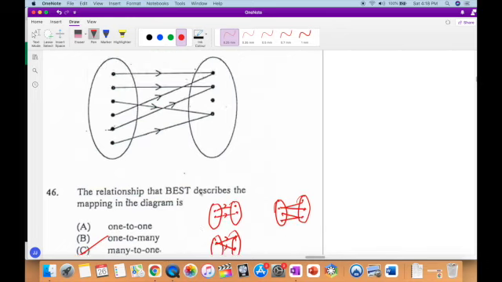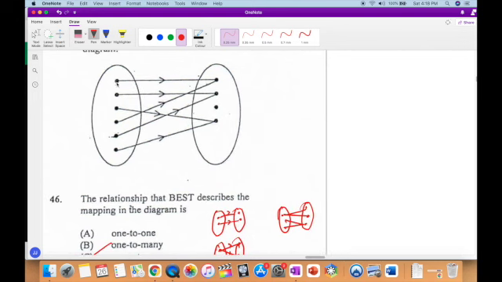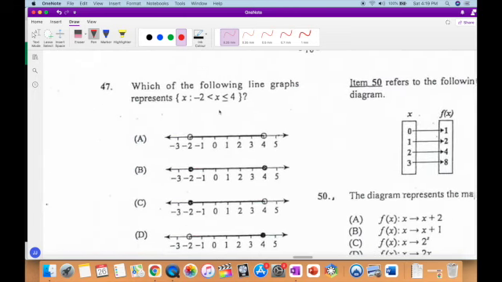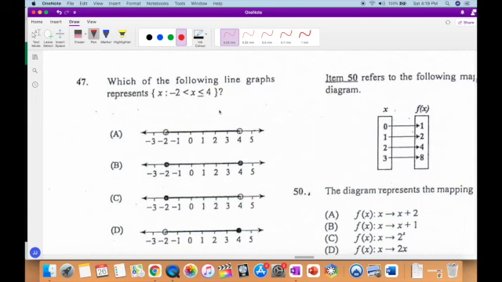And then many-to-one. So you can see here that I have these two going to this. These two are going to this. These two are going to this. This is a many-to-one relation. This is the one.